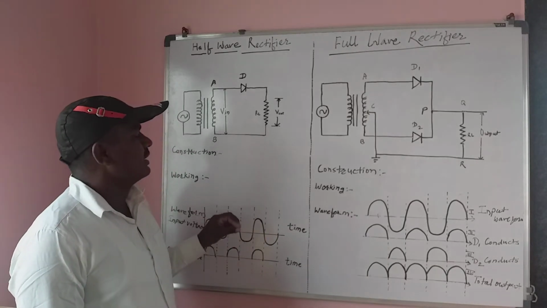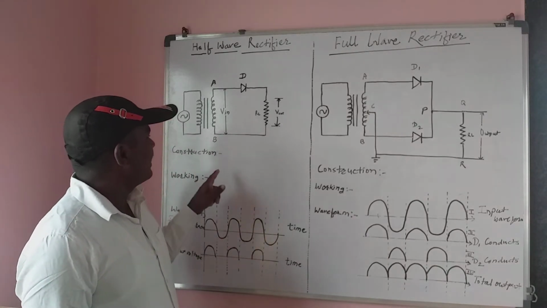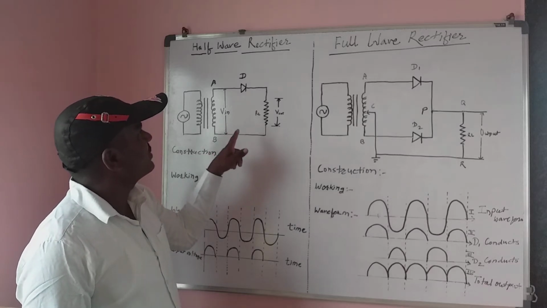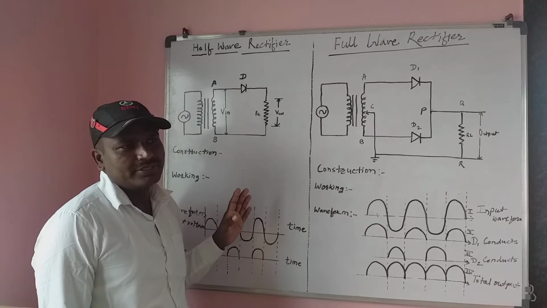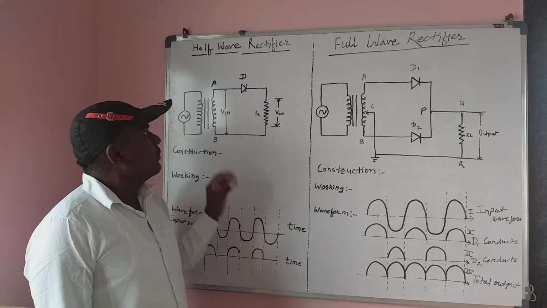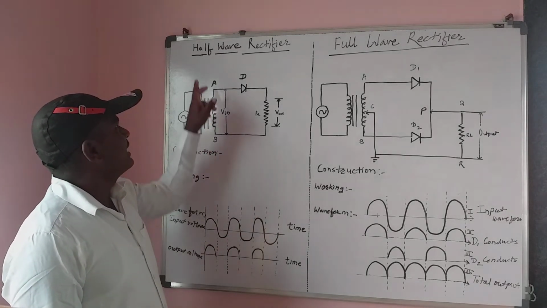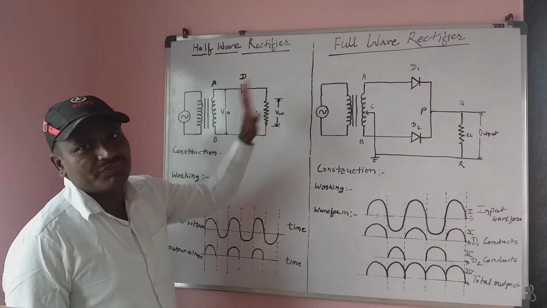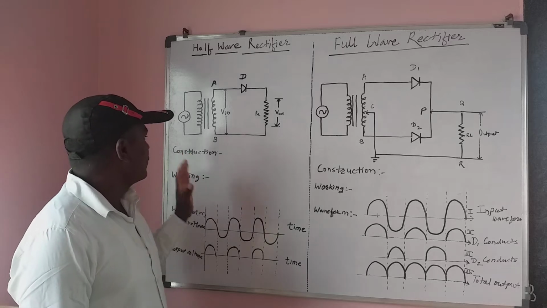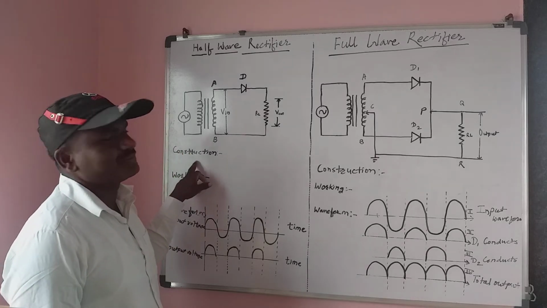Which circuit converts this bidirectional AC voltage into unidirectional voltage? That circuit is called a rectifier circuit. When one diode is used, that rectifier circuit is called a half wave rectifier. Here we first see the construction.